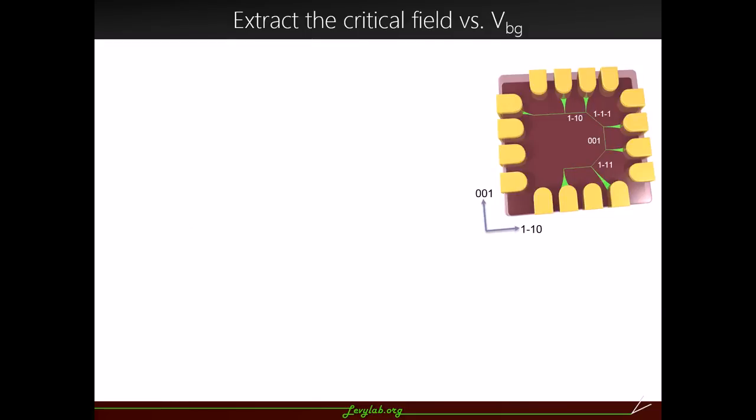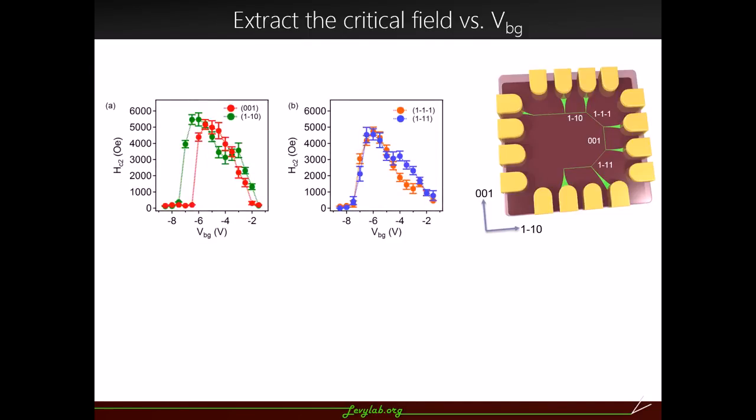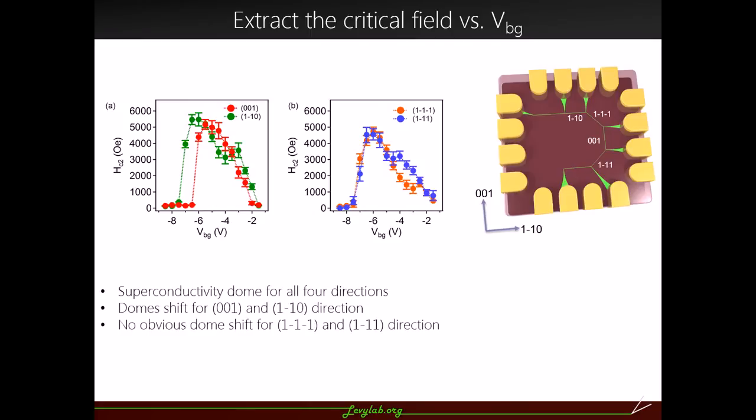We can also make a nanowire device with more nanowire sections. Besides the 1-10 and the 001 oriented nanowires, we added 2 more nanowires which are rotated by 45 degrees. And again, we can measure and plot out the upper critical magnetic field as a function of backgate voltage. So basically, again, we see 4 domes for these 4 directions, and the superconductivity domes between the 001 and the 1-10 directions have a shift. There is no shift between the 2 45-degree rotated nanowires, which is consistent with symmetry considerations.